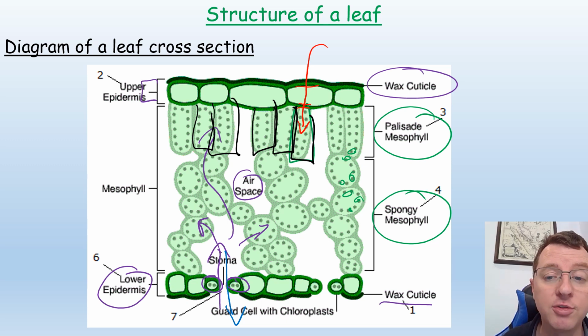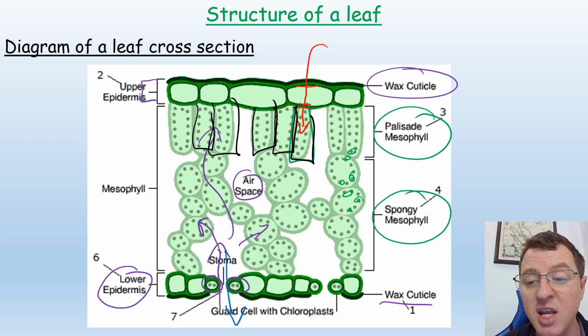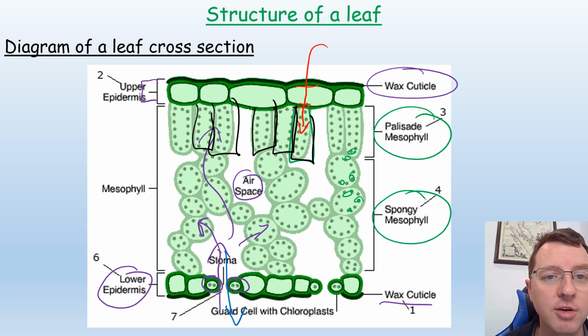Spongy mesophyll cells also have a very high rate of photosynthesis, and this is because they're surrounded by the air spaces. They have a very large surface area touching those air spaces, so the mesophyll cells, although they get less light energy, they get a very high amount of carbon dioxide, and therefore they can carry out a high rate of photosynthesis.